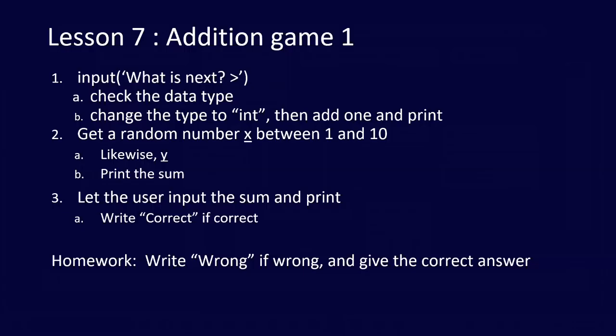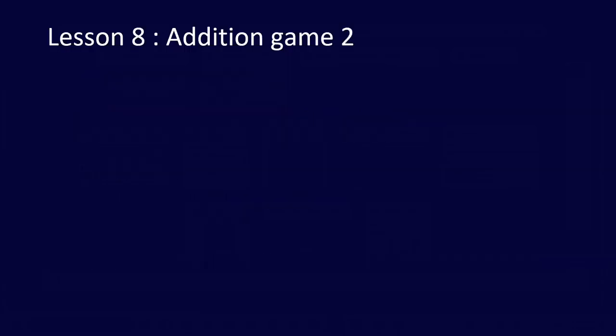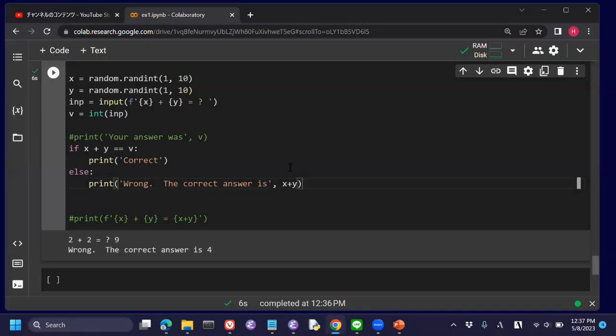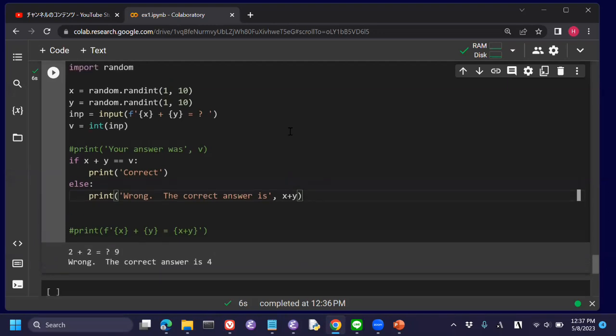Okay, let's go on. So today is the continuation of the game coding, addition game 2. Repeat 5 times. Okay, fine. So you did that part. So we can make it repeat this 5 times. Okay, I'll give you some time. Stop the video and do it yourself and check. Okay, this is it.